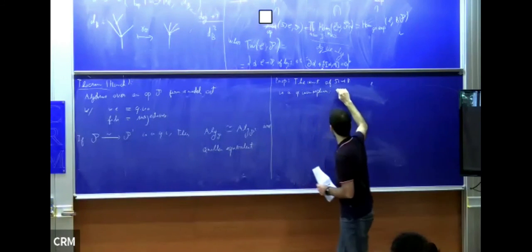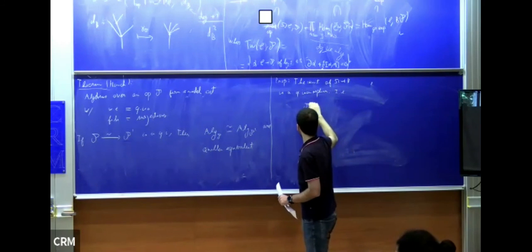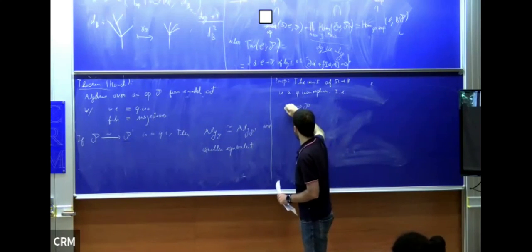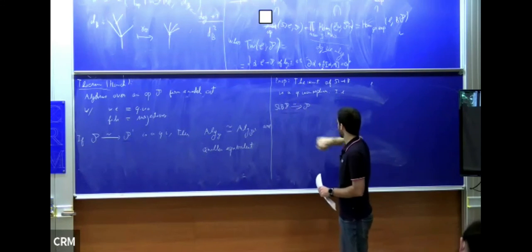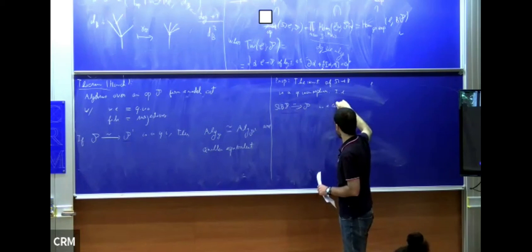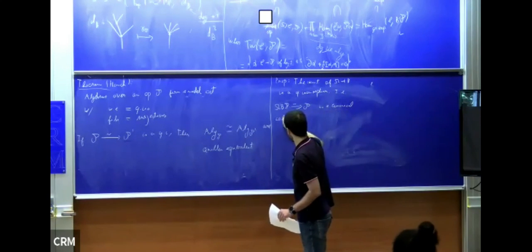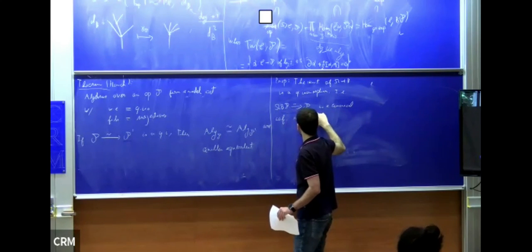In other words, given an operad, if you take first bar and then co-bar of it, this is always a weak equivalence. So this is a canonical cofibrant replacement.